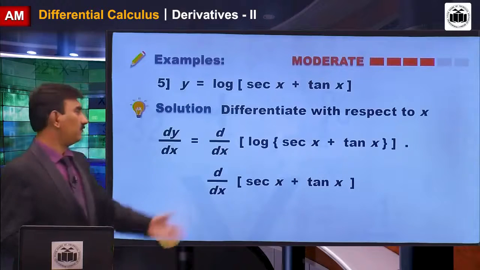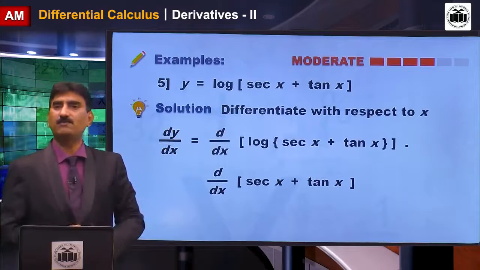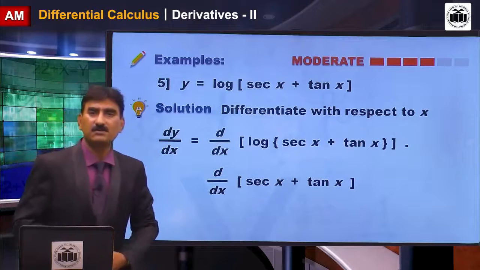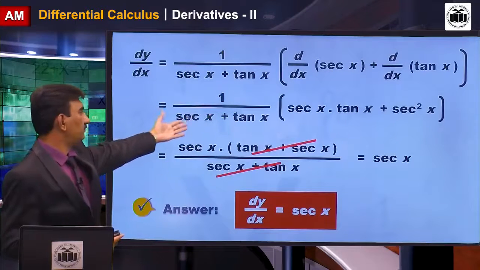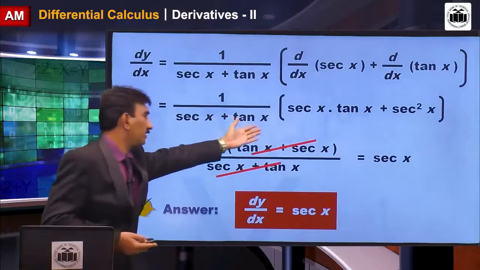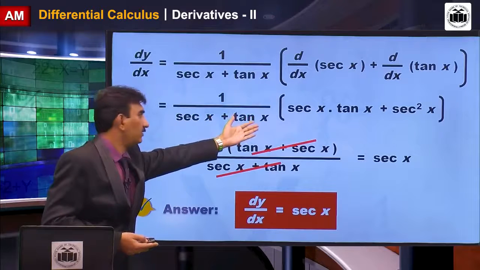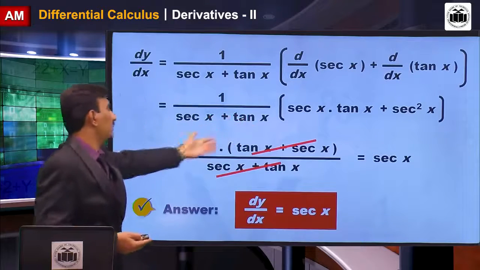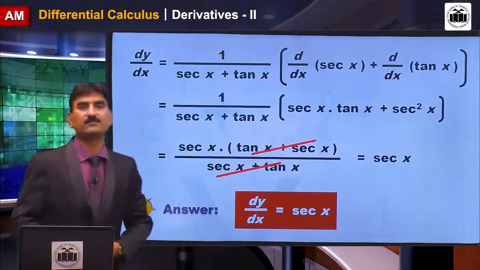Now here is another example, y equal to log of sec x plus tan x. First you take derivative of log of sec x plus tan x, and again you take derivative of sec x plus tan x. Here is the derivative. See, you take sec x common. So see here, you have to avoid a common mistake here. You do not take sec x common and you directly write down the answer. So first you take sec x common, you cancel it, and then you write down the final answer. So take care here.